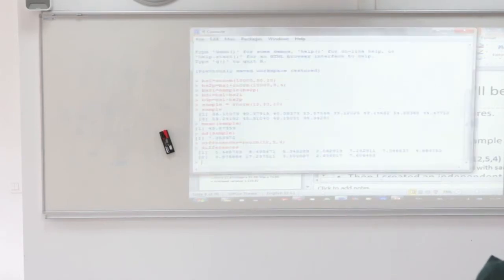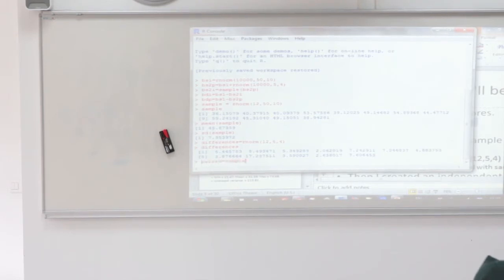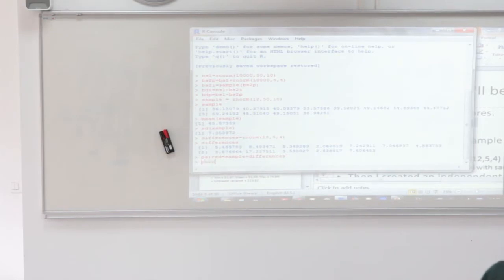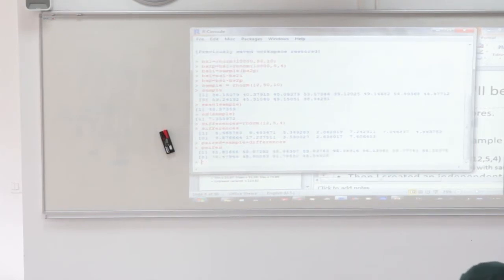So we have our... oh, I didn't do the paired. So paired equals sample plus differences, right? If we look at paired, these are our paired scores. Notice that the first person had a 36, now they have a 41. Second person had a 40, now a 48. The next person had a 40, now a 45. So with the paired, typically they're scoring higher.